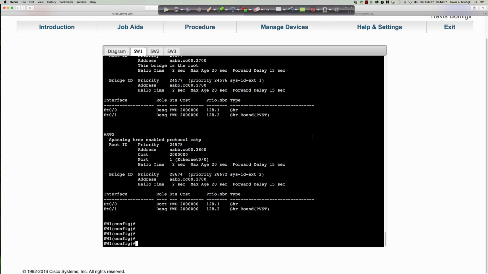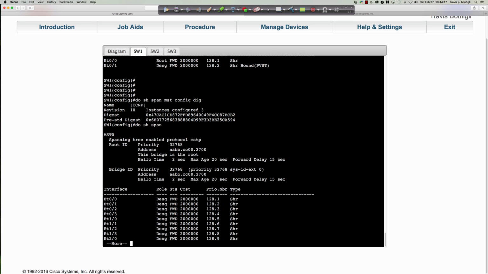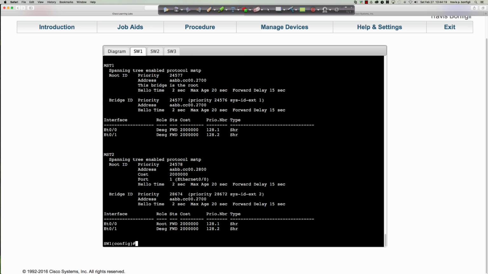And if we'll come over here, we'll say do show spanning tree MST config digest. And you can see Baker, Charlie, Baker 2 at the end of the digest. So we're good there. Do show span. But we know that we would see something indicating that something is wrong here, right? We would definitely see something indicating that something could be wrong. So let's go ahead now.